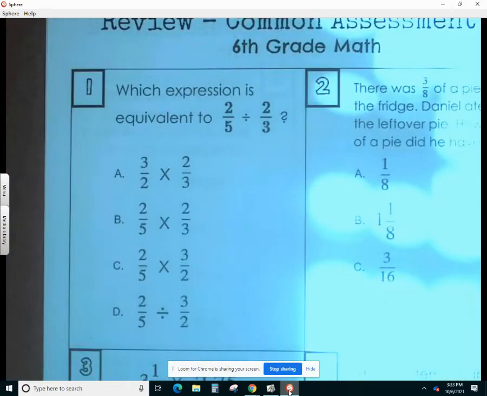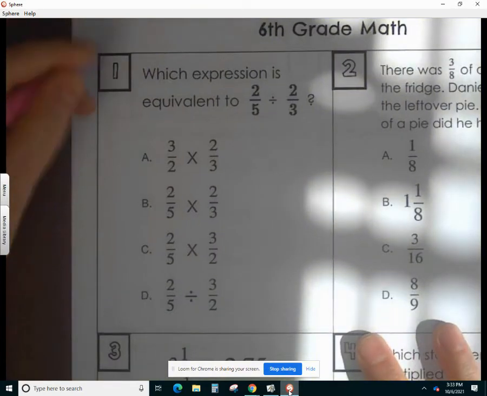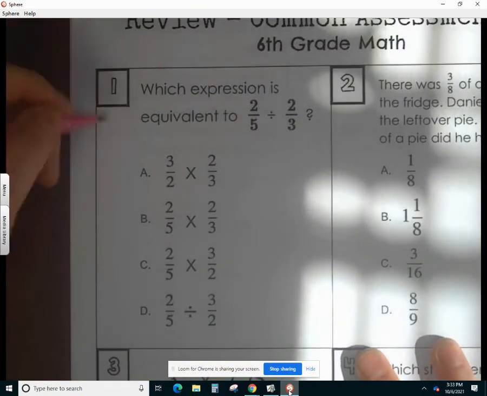Okay, we've got our big test tomorrow. Hopefully you're ready. This first question is about dividing fractions. So we need to use the strategy keep.